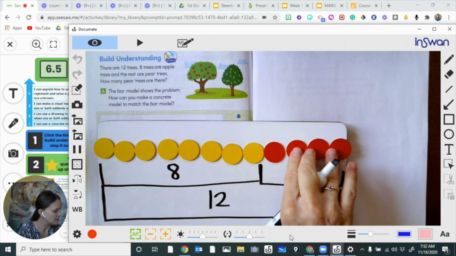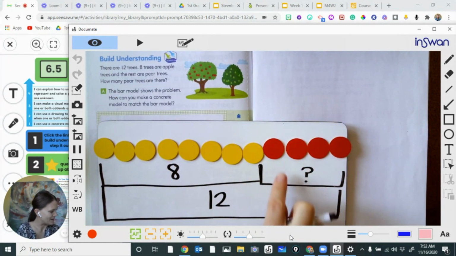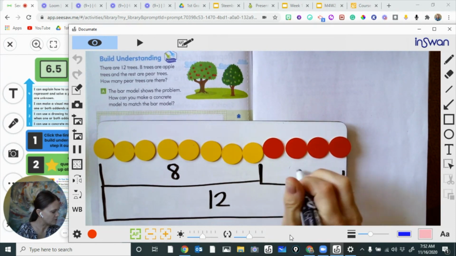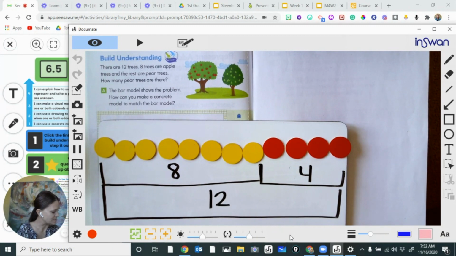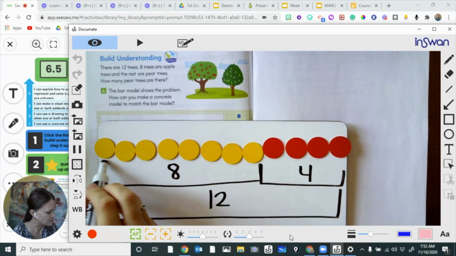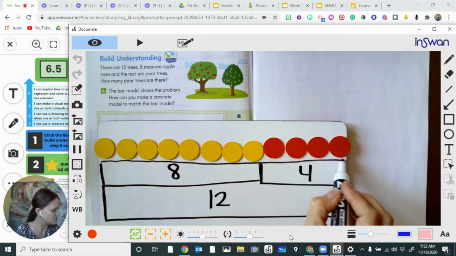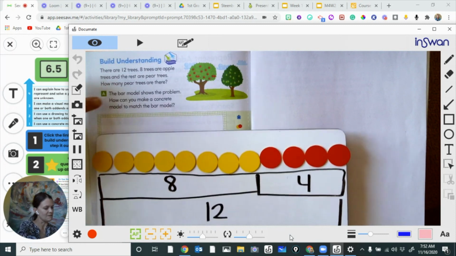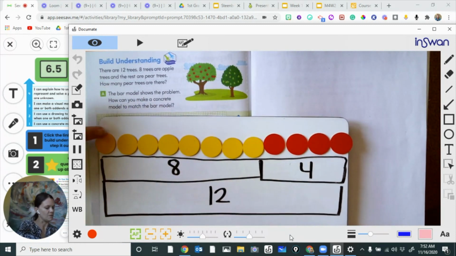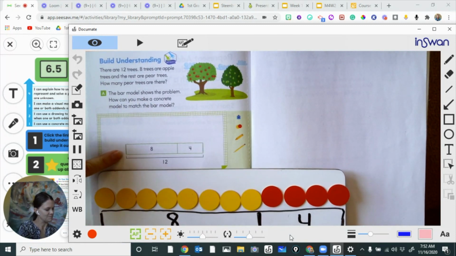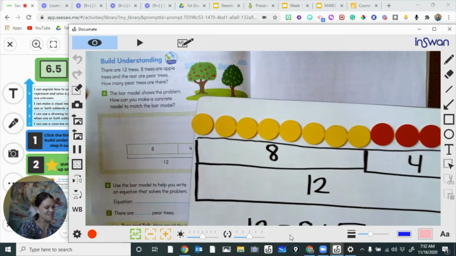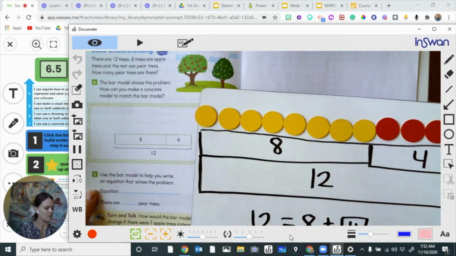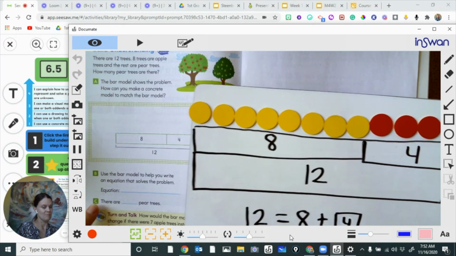Now that I've solved this, I can see 1, 2, 3, 4 of those are pear trees. So I found my missing addend. And I'll just draw a horizontal line across the top here. I also have a bar model. So what we did was we made a concrete model to match this bar model. And of course, the bar model matches the problem. So then we wrote an equation to solve the problem and found that there were 4 pear trees.